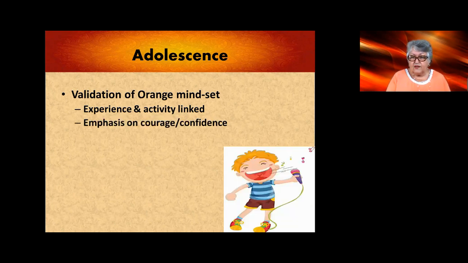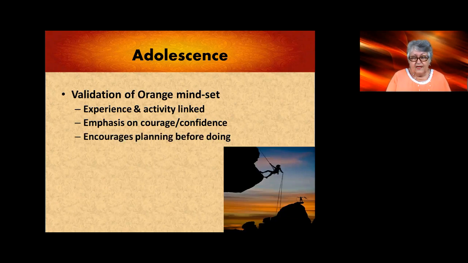There is an emphasis on courage and confidence in that adolescent learning of the orange personality. We learn there are things we can do, things we don't do well, things we can do well. And sometimes we have to challenge ourselves in order to prove to ourselves that we can do something that we actually didn't think we were capable of. It encourages planning before doing things, thinking about the consequences of what it is that we're about to engage in, and therefore making all sorts of preparations that will enable us to carry out those activities safely.